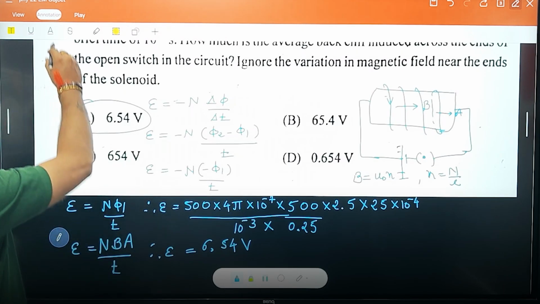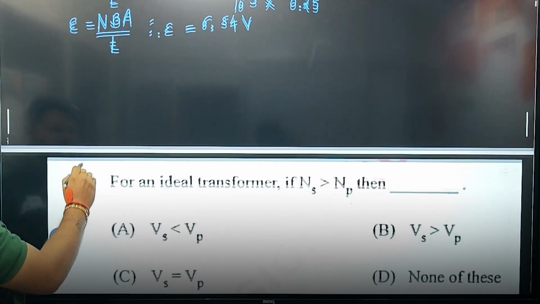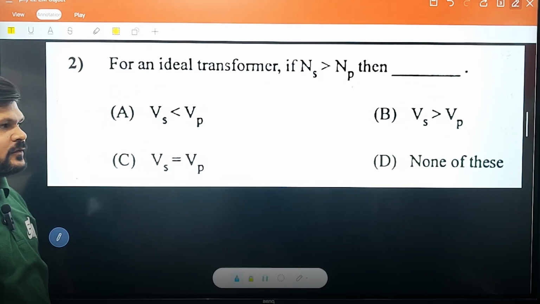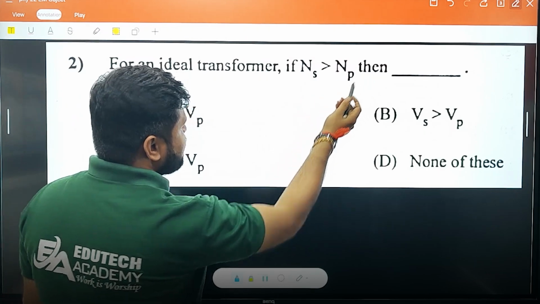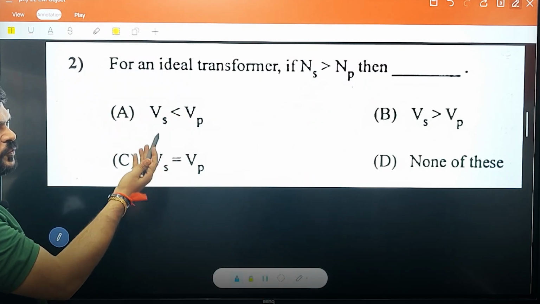Now we will move to the next MCQ, that is MCQ number 2. For an ideal transformer, if Ns is greater than Np, then what will happen? Which option is correct?